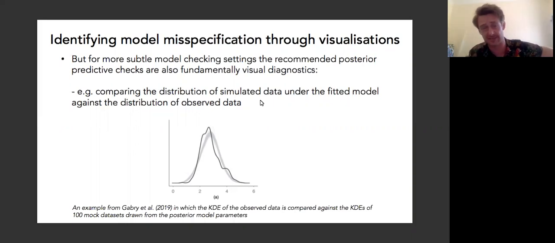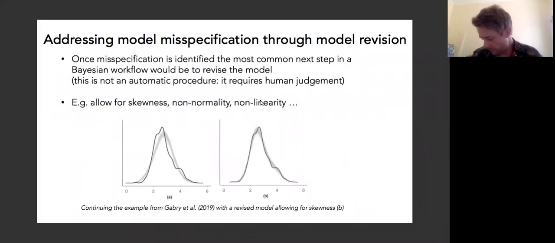So these couple of slides are just to emphasize that although there are posterior predictive checks that put numbers on the discrepancy, ultimately it's a visual diagnostic that really, I think, makes the most impression and helps the model building. So what do we do when we identify model misspecification? The most common thing that you would do in a Bayesian analysis is that you would revise the model in some way. So this isn't an automatic procedure. It's the human element of applied statistics, where experience and having seen a lot of other models starts to pay off.